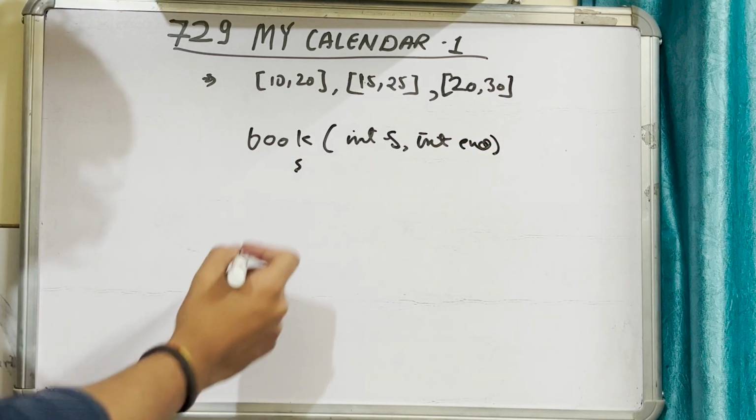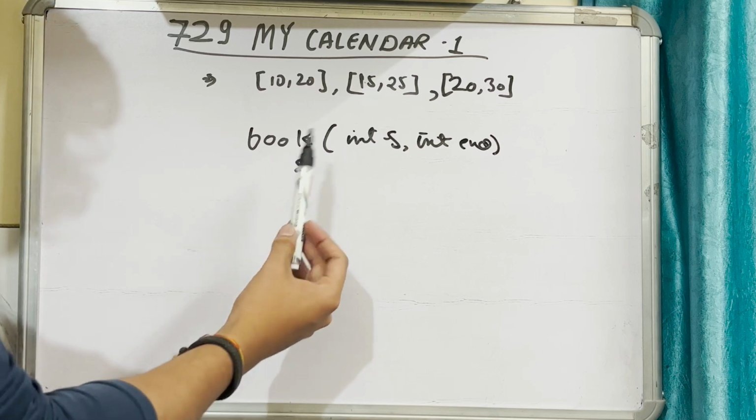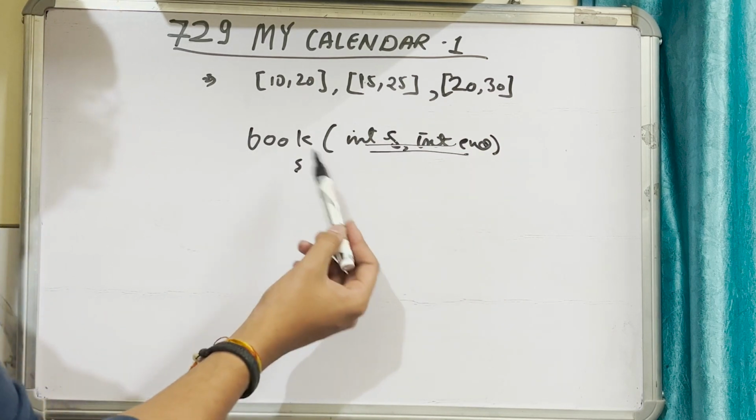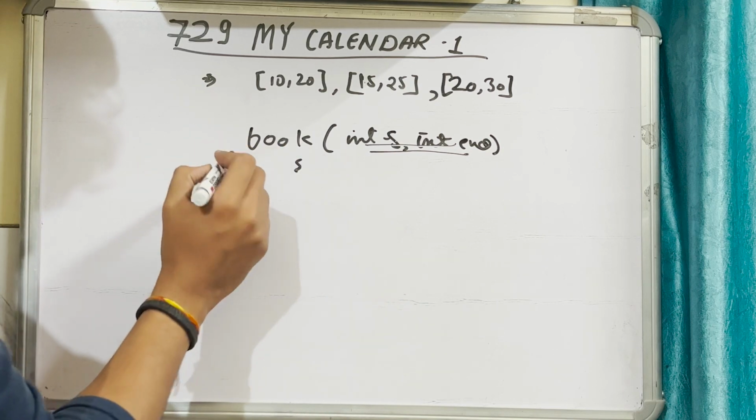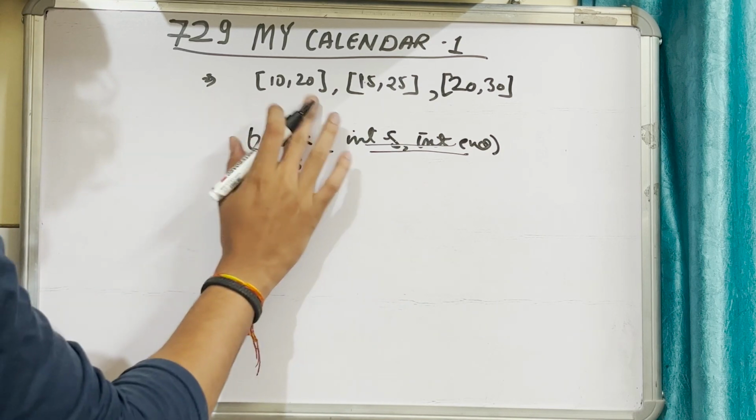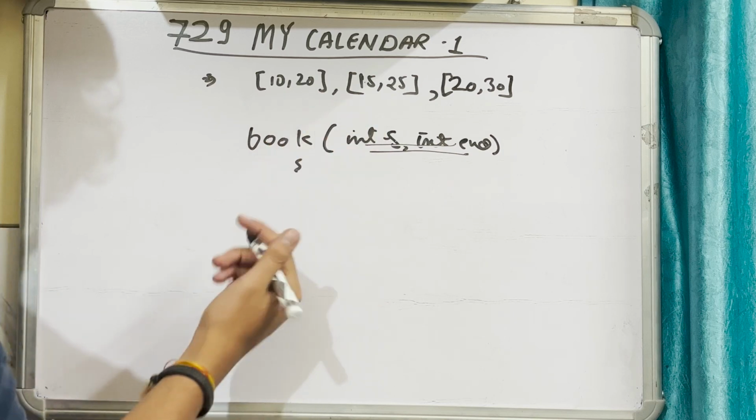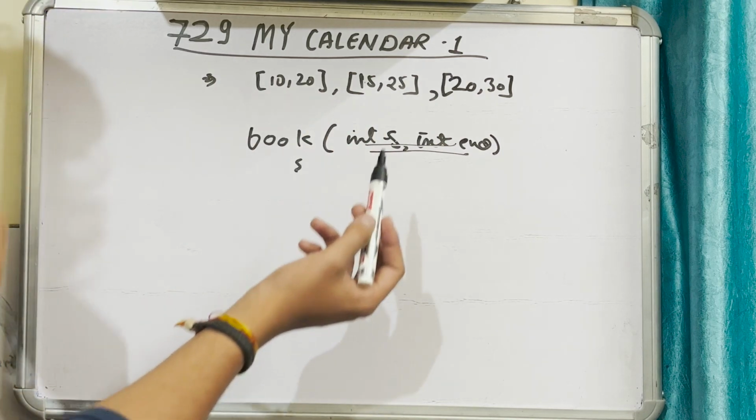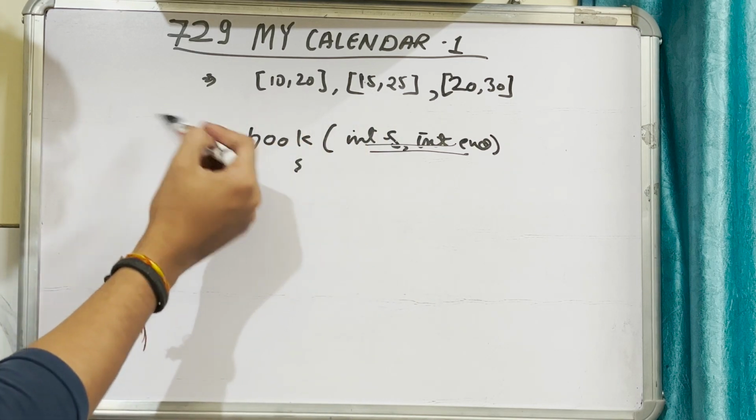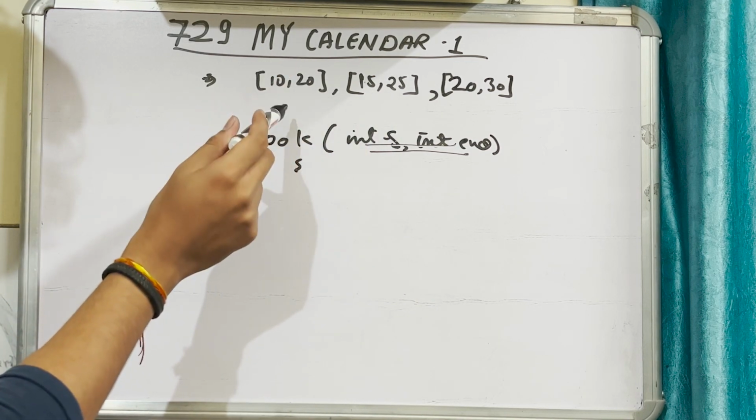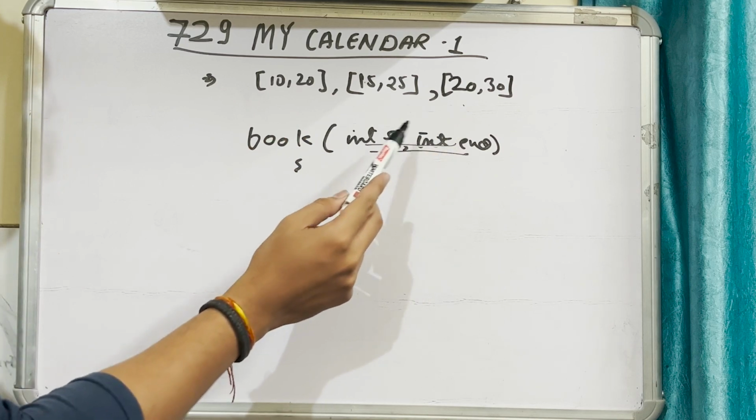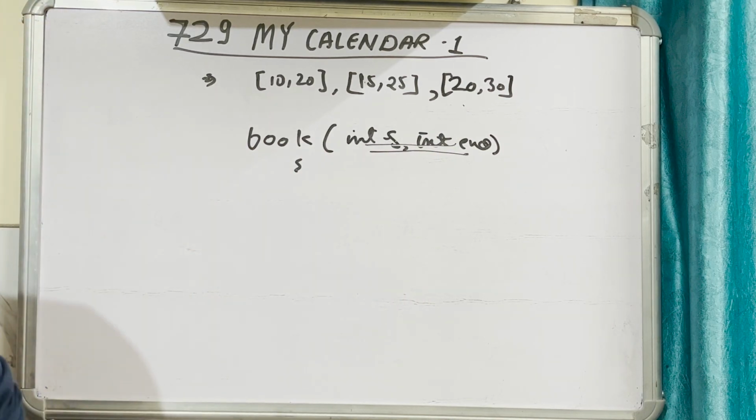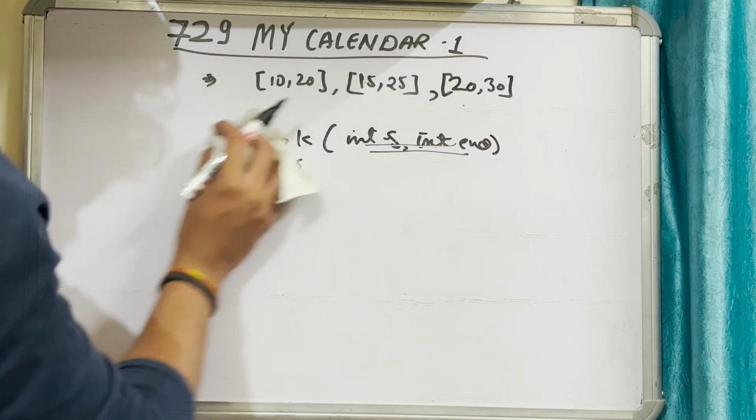So basically what you have to do is check if the given date, which is given to you in this function, is colliding with any date which is present in the calendar. If it is colliding, then there can't be any booking, so you'll return false. If it is not colliding, you'll return true and you'll insert this in your calendar. The easiest way to visualize is simply using a number line.